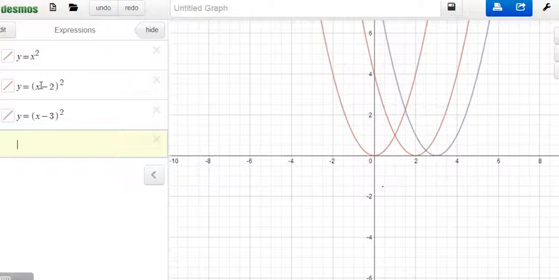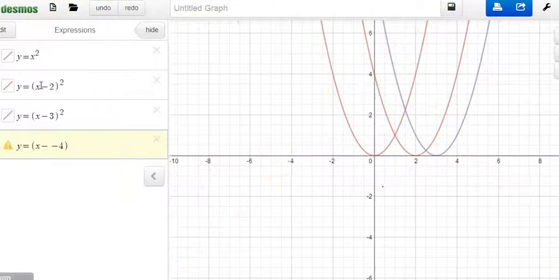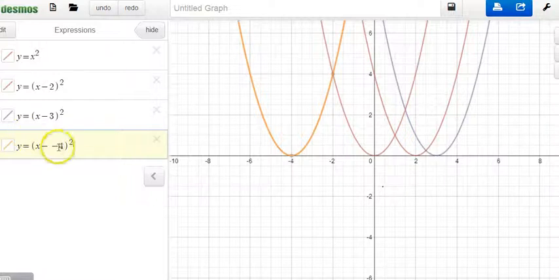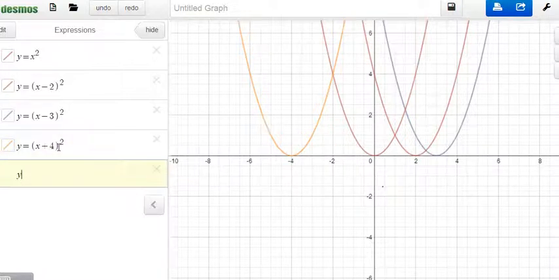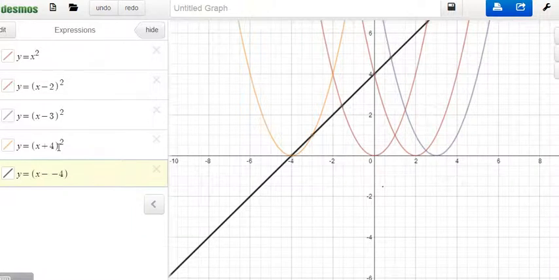And if I do y equals x minus negative 4, that's positive 4. It goes to the left 4. So y equals x minus negative 4 squared really should be written as x plus 4. But then again, let's rewrite it as y equals bracket x minus negative 4 bracket squared.